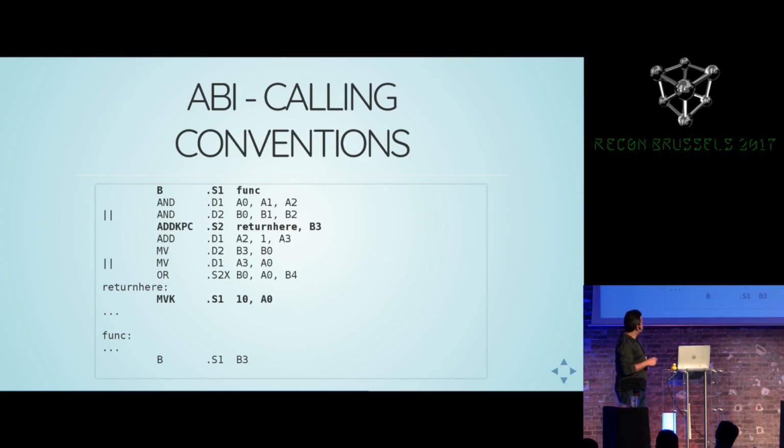Then this instruction is executed. The following two instructions are executed in parallel. Finally, the fifth instruction is executed, and then the branch is taken. At the end, this is a return, and it returns over here. So this is how you call a function.